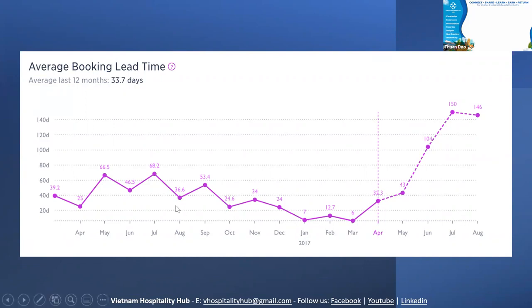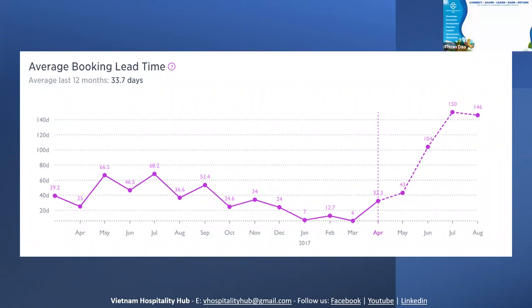When you visualize it this way, you will see the change also. Let's see this year, 2017. From here to here, you see the behavior is like this. But then from here, the behavior has changed. You see, May last year was 66 days, but this year only 43 days. Or June this year was just 46 days, but now it is 104 days. So this is the change.